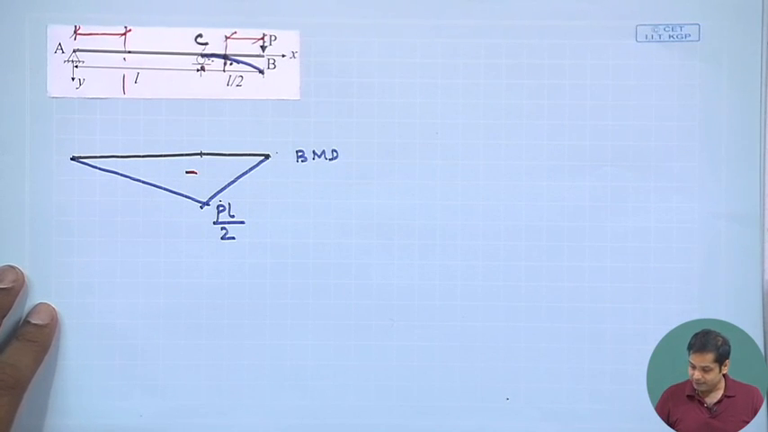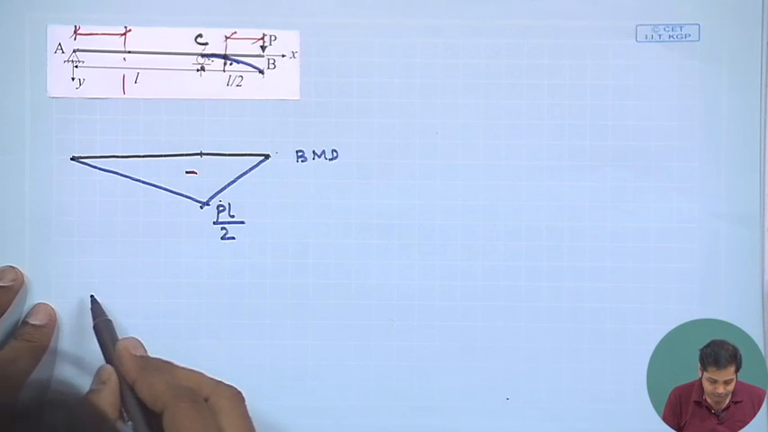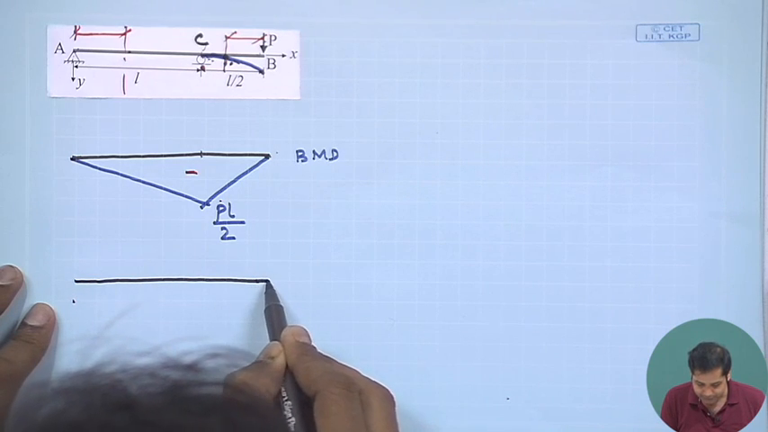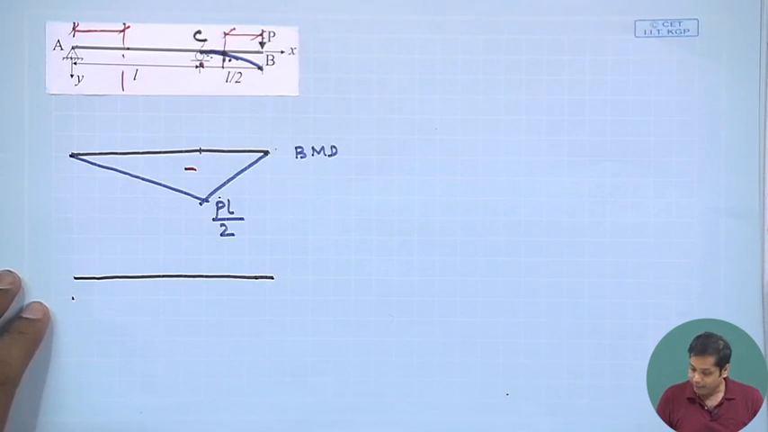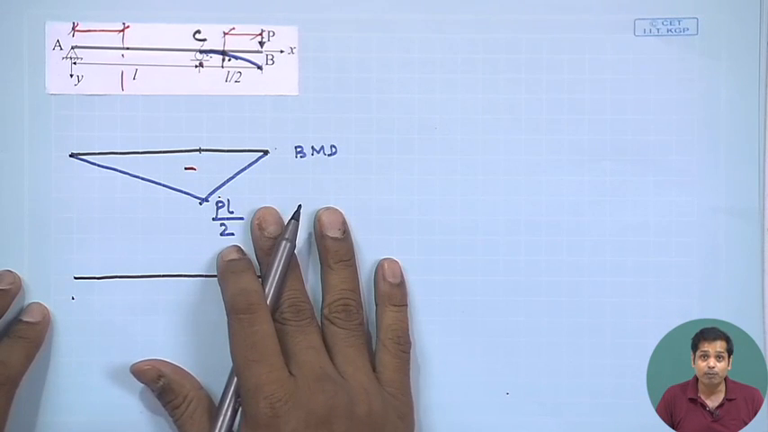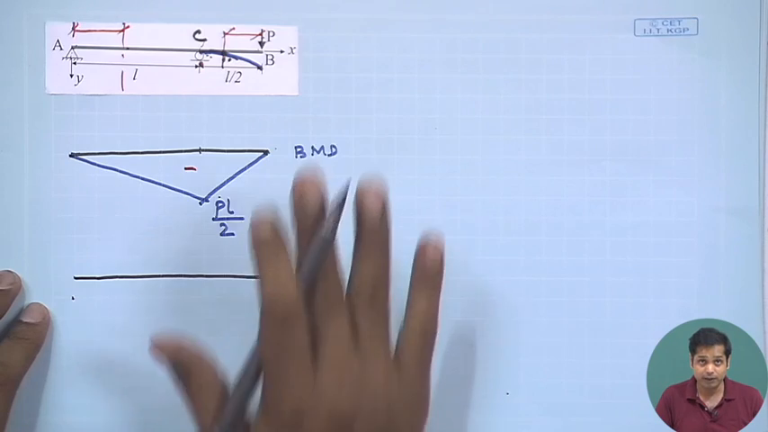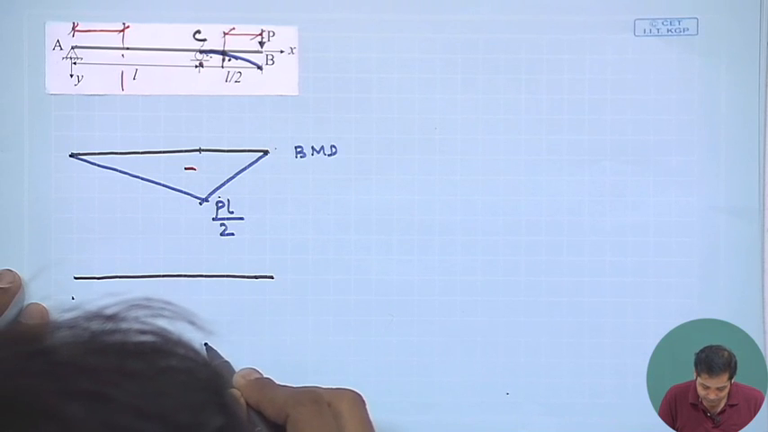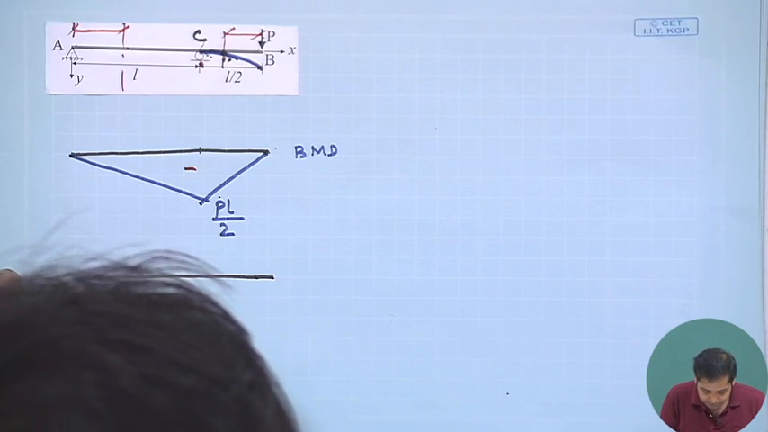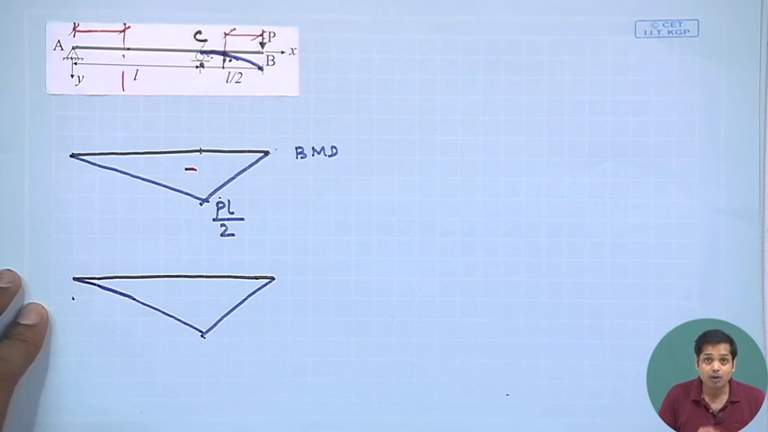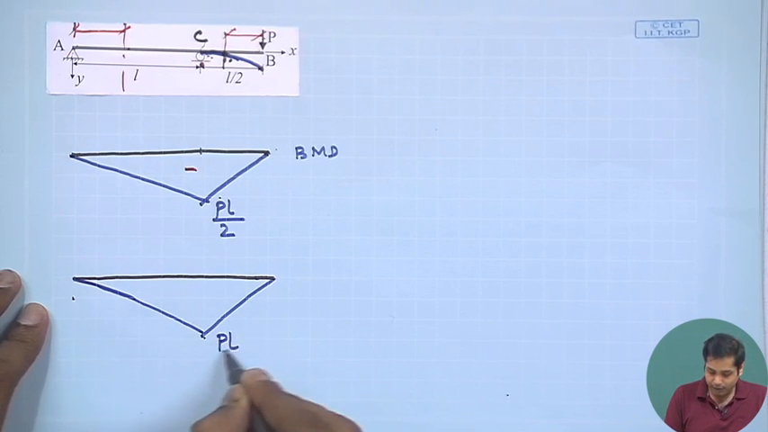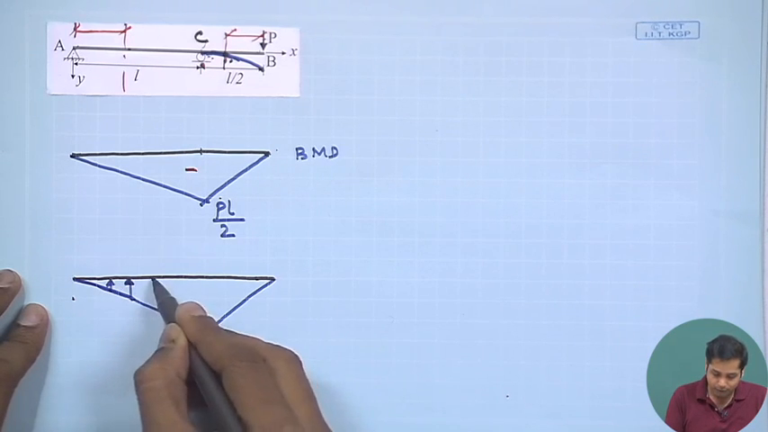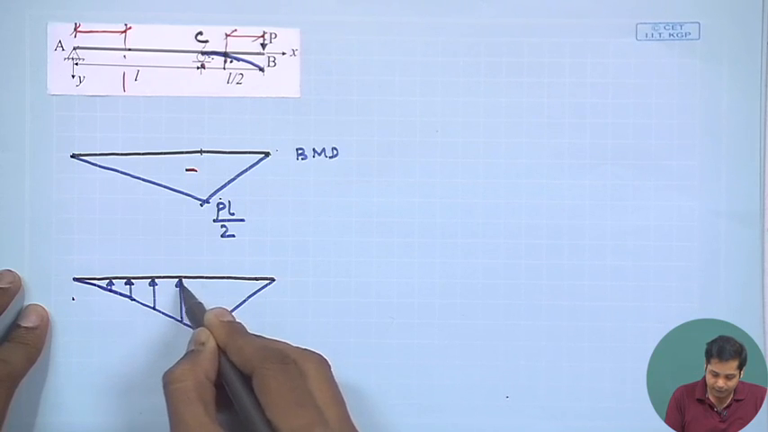Now let's construct the conjugate beam. The length remains the same as the real beam. This is the real beam, and the next step is that the bending moment curvature diagram of the real beam will be the loading on the conjugate beam. So the curvature diagram will be M by EI. So the loading will be like this. This is PL by 2EI, and this is upward because your bending moment is negative.